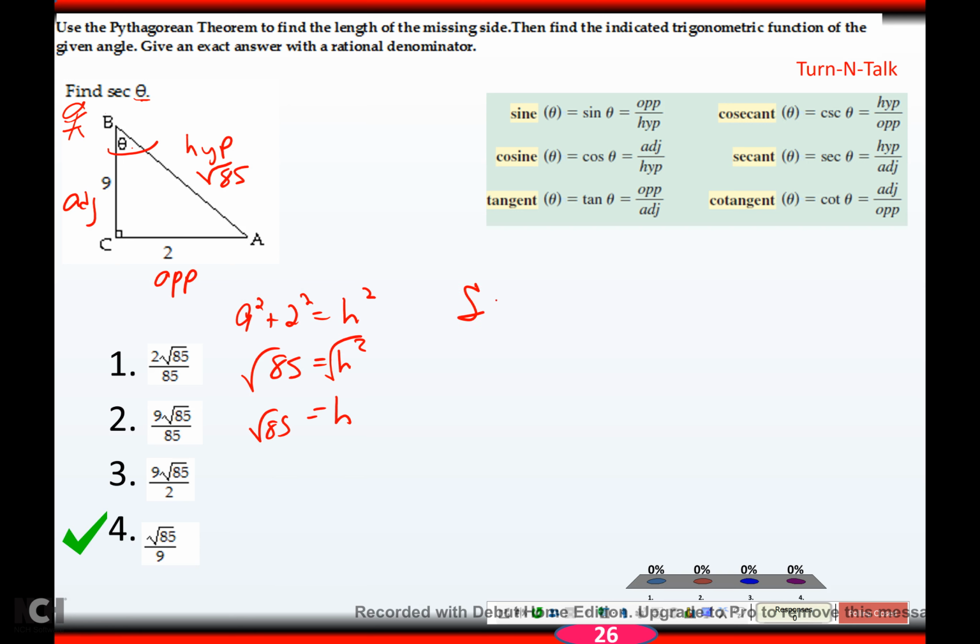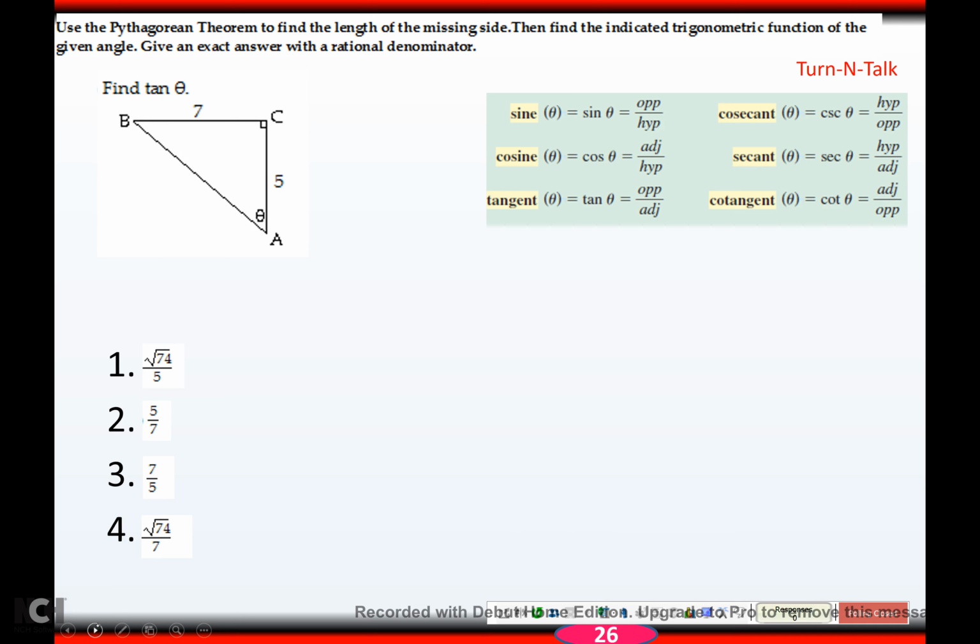And now, to find secant theta, secant is hypotenuse over adjacent. My hypotenuse is the square root of 85, and adjacent to me is 2. Yeah, adjacent to me is 9, my bad. And I don't have to rationalize that, so secant theta equals the square root of 85 over 9. Alright, try this one, hit pause, come back when you're ready.